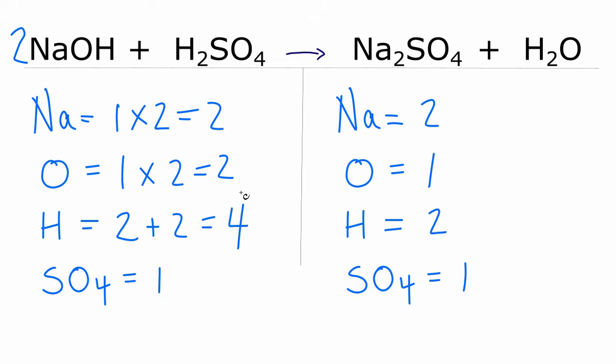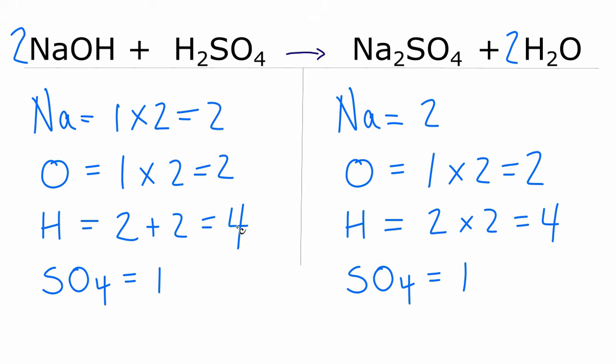Let's just fix the oxygens here. I have 2 on the reactant, 1 on the product. So if I put a coefficient of 2, I have 1 times 2. That equals 2. So now the oxygens are balanced, and we have to fix the hydrogens. 2 times 2, that equals 4, but that's great because we have 4 here.